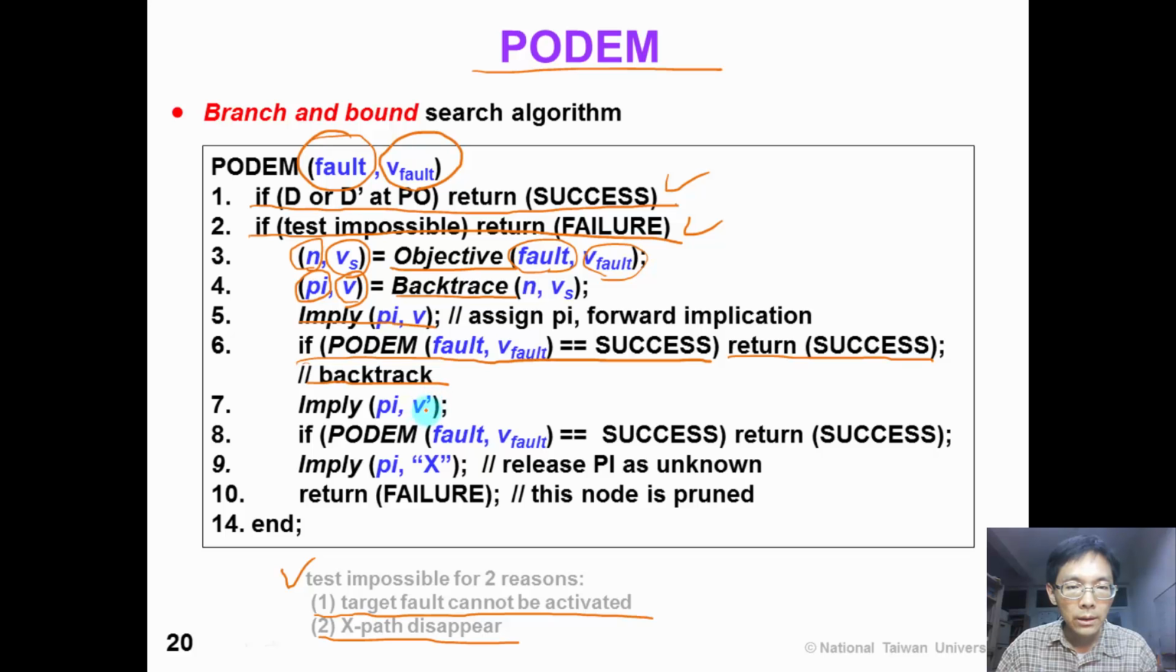Backtrack means that we flip the last assigned PI value. We change it to V prime and run PODEM again. If we generate the test, then we return success. Otherwise, that means the PI cannot be either 1 or 0, so we release the primary input as unknown, and we return failure. So we prune this node completely.